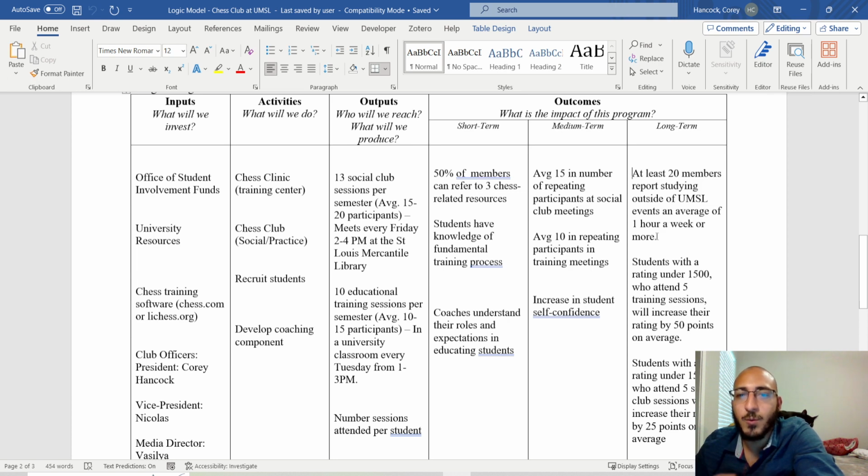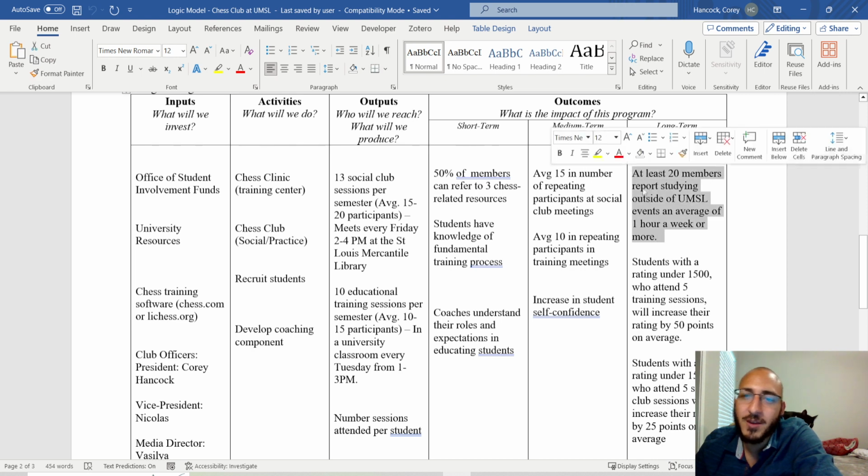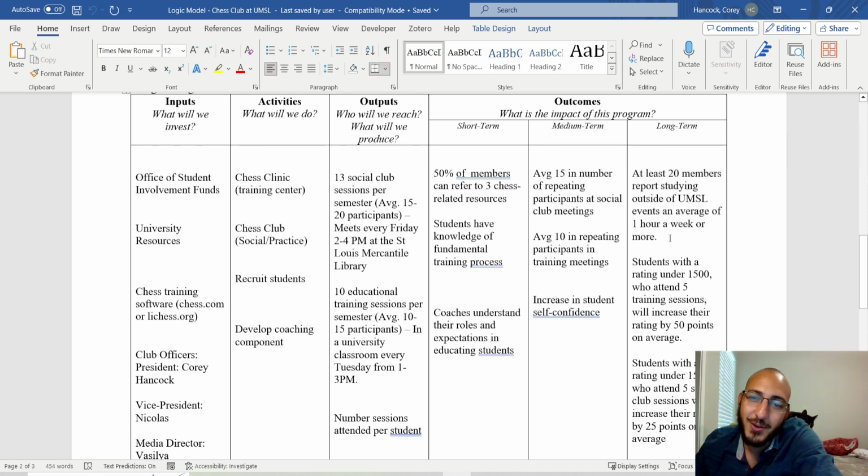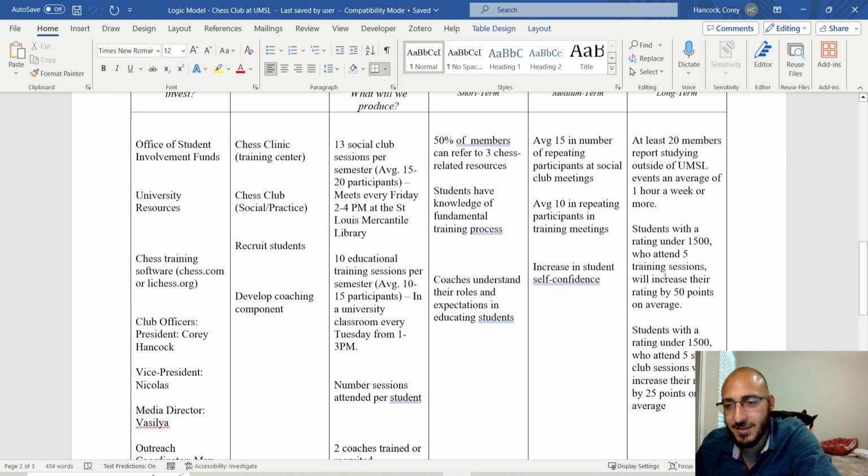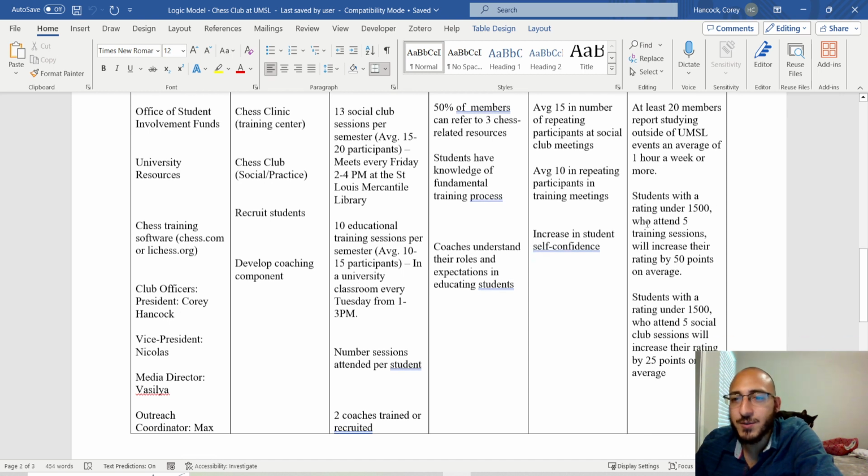If you want to be an expert in something, if you want to reach a different level, if you want to have a career in something, you can't just do the bare minimum. You have to go above and beyond and know your resources and do your research, right? And then students with a rating under 1500 who attend 5 training sessions will increase their rating by 50 points on average.